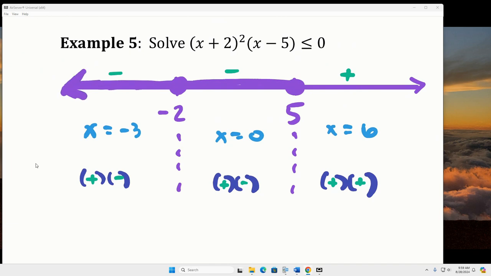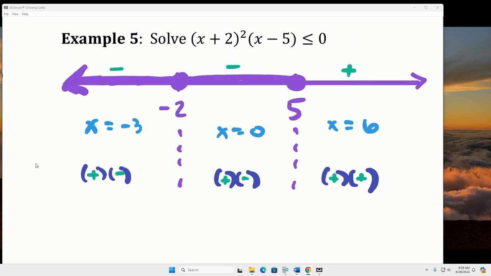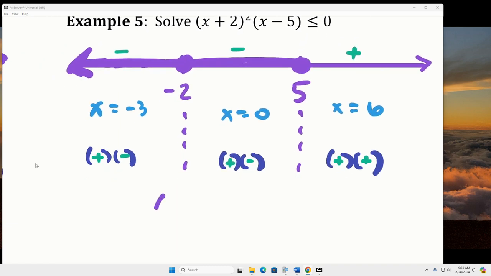And so if that is a closed circle, I can just shade right through it. If it had been open, I would have to stop and then shade on the other side. But how would you describe that answer region? Negative infinity to 5, good. And we would do a bracket because we're including it because there's a closed circle.